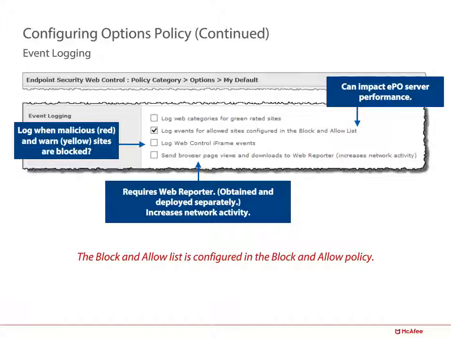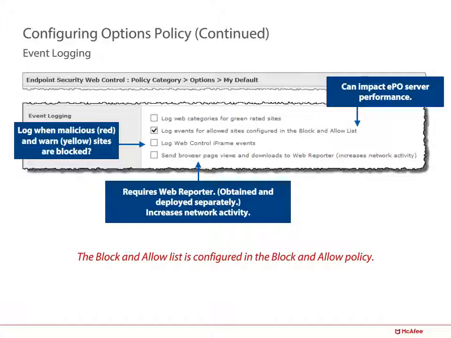The event logging options for the Web Control are as follows. You can log the web categories for green rated sites. This will log all the content categories that your end users have gone to that are green rated. Enabling this feature might negatively affect your ePO server performance by sending you way too many events to do with these allowed sites. Your other option, which is selected by default, is log events for allowed sites that are configured in the block and allow list. This will log the events for the sites that are specified in your block and allow list policy.